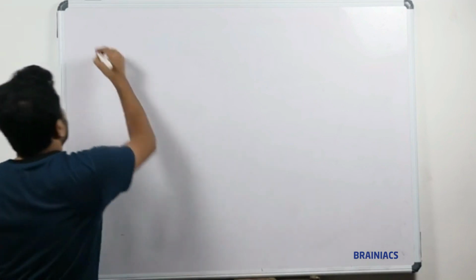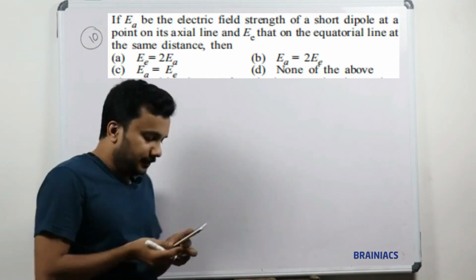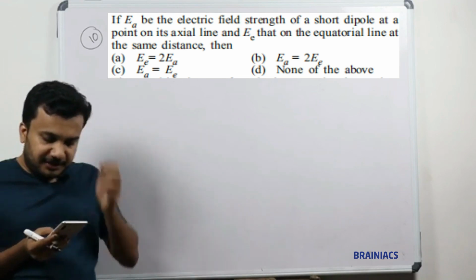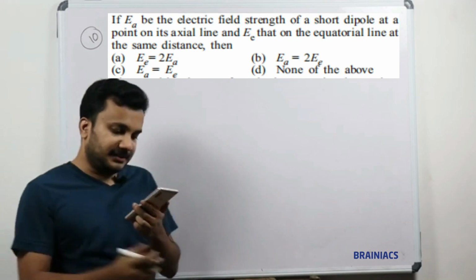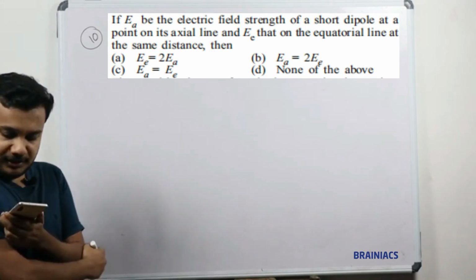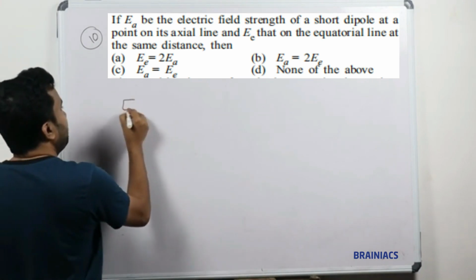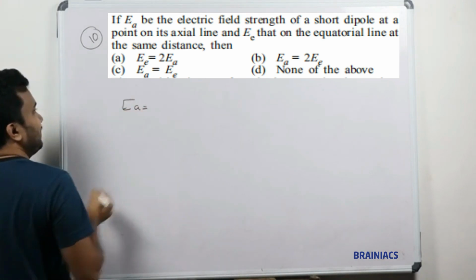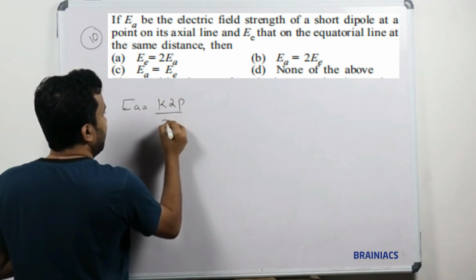Okay, let's move to the 10th question. If EA be the electric field strength of a short dipole at a point on the axis, and EE be the electric field on the equatorial line at the same distance. So with respect to a dipole, EA is the axial electric field. What is the formula? K into 2p divided by x cube.